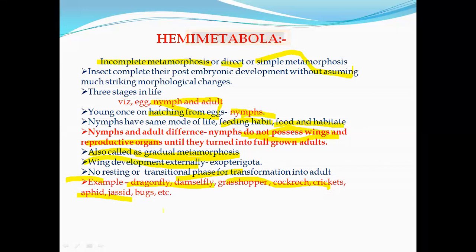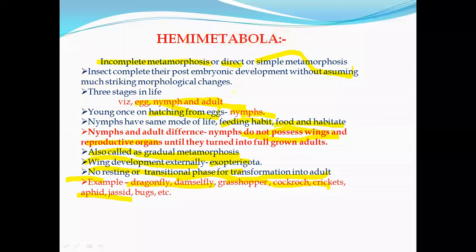We already learned in the previous lectures what exopterygote and endopterygote are. So external wing appearance or formation is known as exopterygota. There is no resting stage or transitional phase for the transformation into adult. Obviously here, naturally, there are three stages: egg, nymph, and adult.